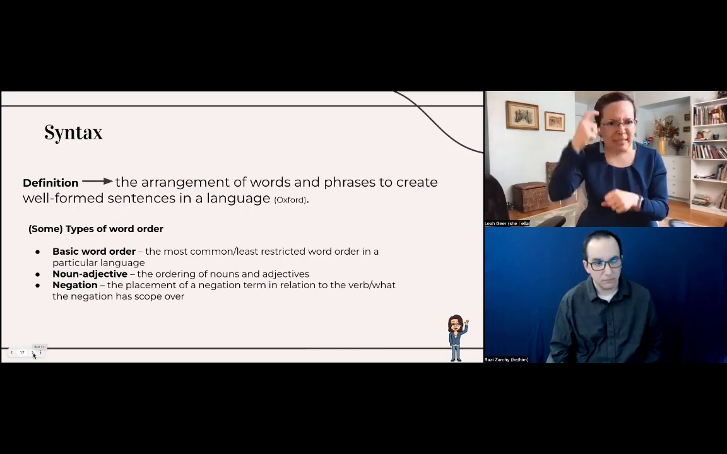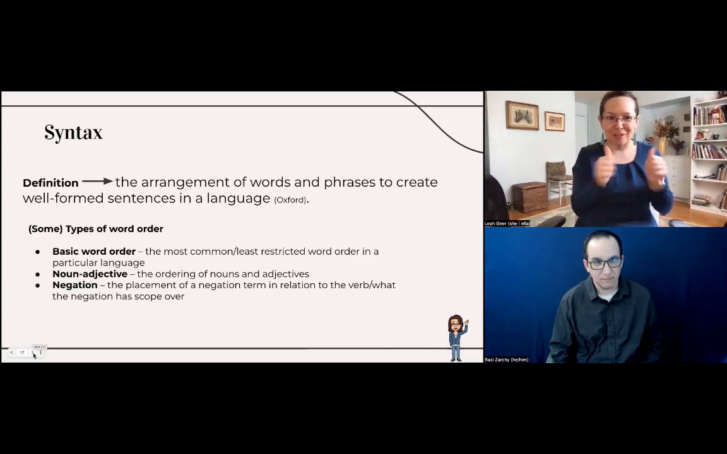In those more strict languages, if you were to apply a flexible approach to it, it wouldn't make sense. It would be incoherent for speakers or users of that language. So this is important for your students and clients to learn, that all the information we produce has a structure by which it needs to follow to be comprehensible and grammatical. Now, some types of word order, for example, basic word order, which would be the most common or least restricted word order in a particular language.